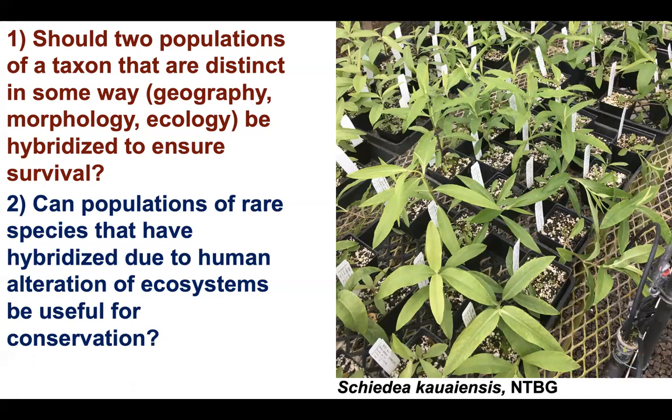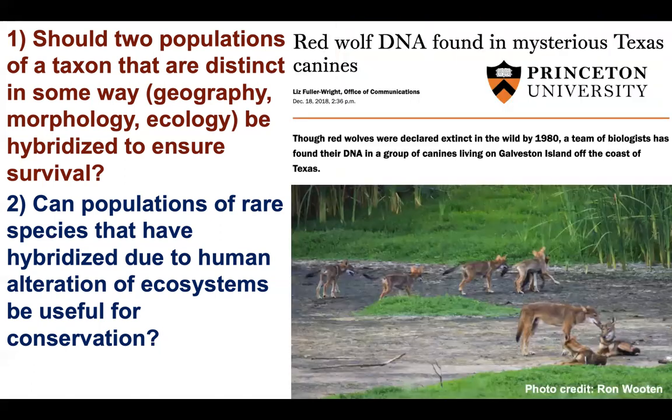Another question that I think we will confront more frequently in the future is what happens when we have populations of rare species that have hybridized on their own because we have allowed them to come together due to human alteration of ecosystems. Here's a recent example that I use in my first-year seminar on conservation biology, which is about red wolves in the southeastern United States. There are very, very few of them left. They had already started hybridizing with coyotes when the captive breeding program was started in the 1980s.